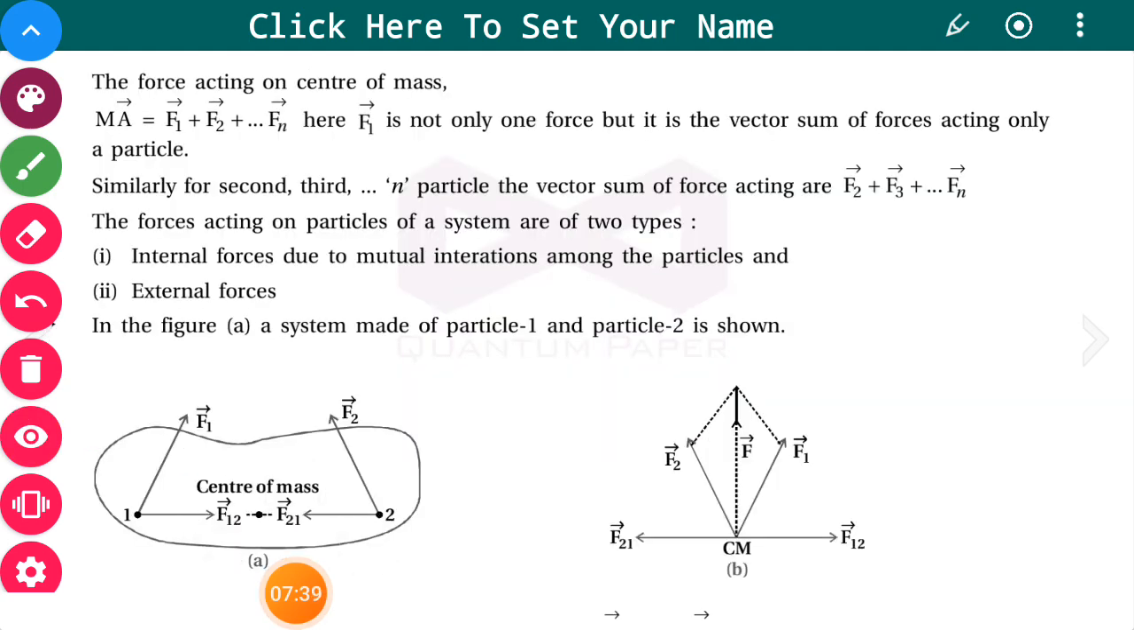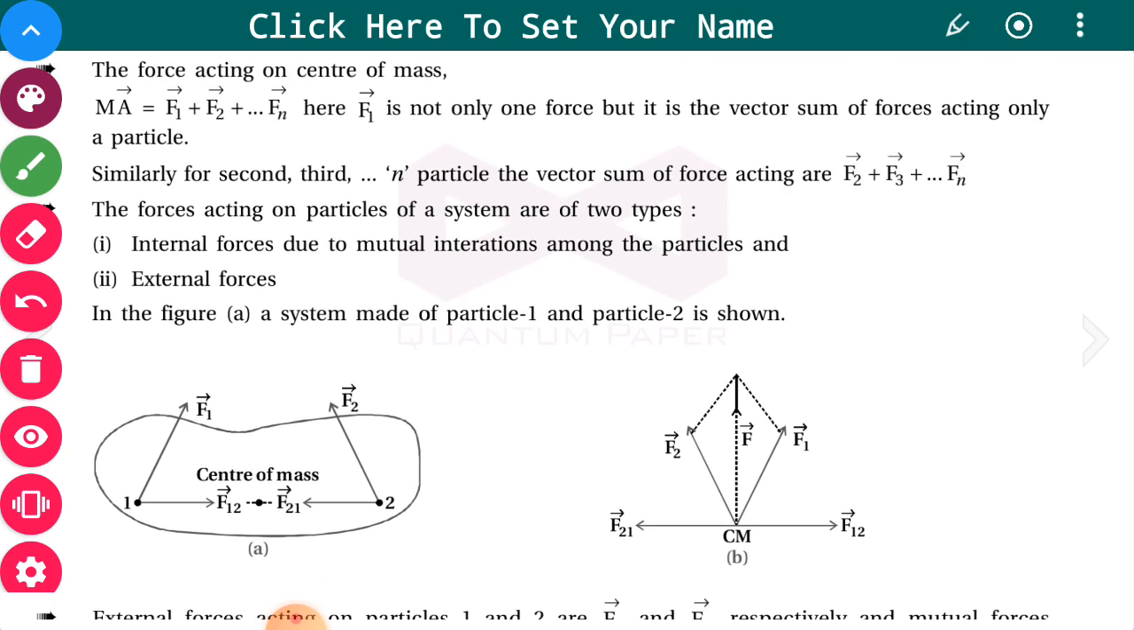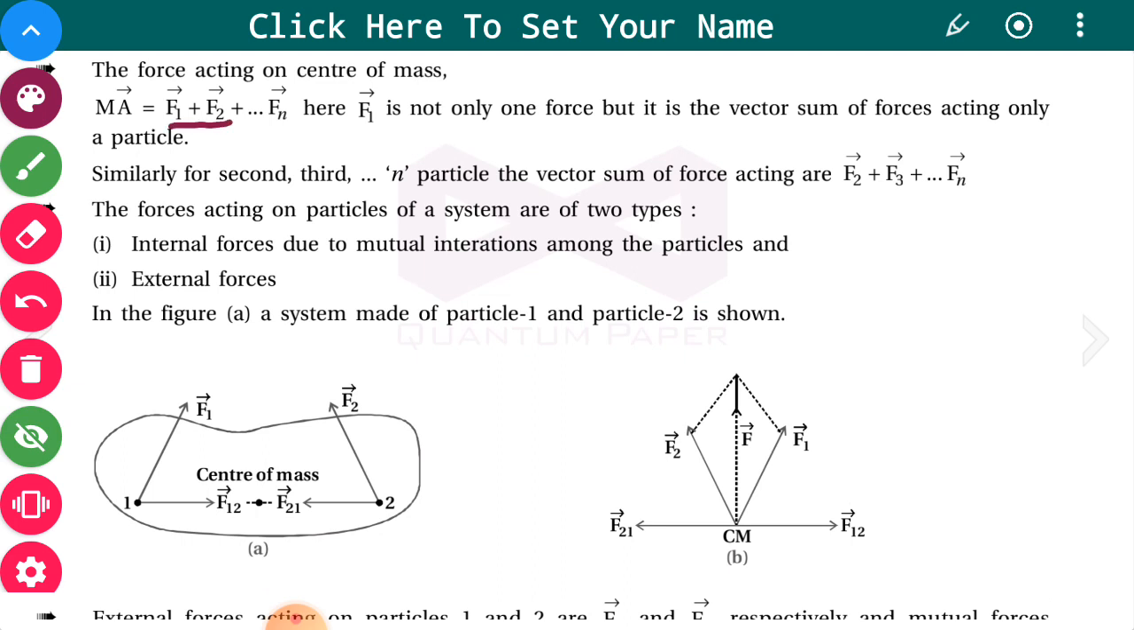Now we consider the force acting on the n particles of the system. Try to understand, we have derived this formula, that is ma is equal to F1 plus F2 up to plus Fn. Now see, we have taken two particles as representative particles, 1 and 2, and the external forces are F1 and F2. There are internal forces, force on 1 by 2 and force on 2 by 1. This is a mutual attractive force, but they are equal in magnitude and opposite in direction, so they cancel out each other's effect. Now these forces F1 and F2 are considered to be acting on the center of mass.